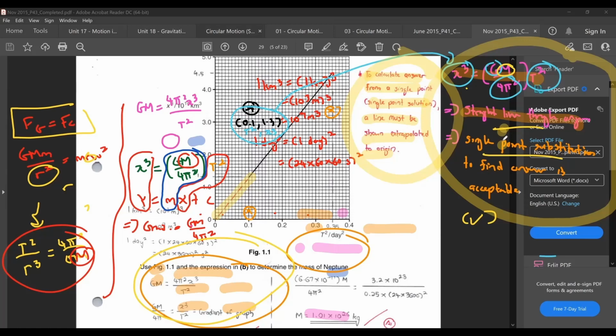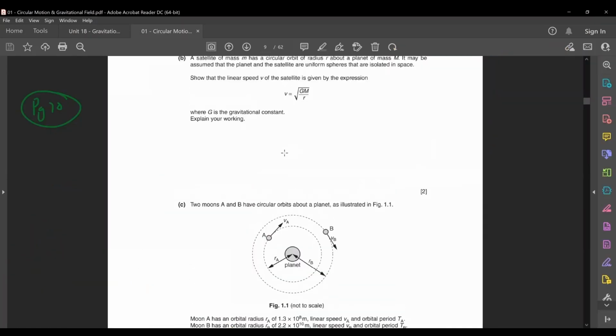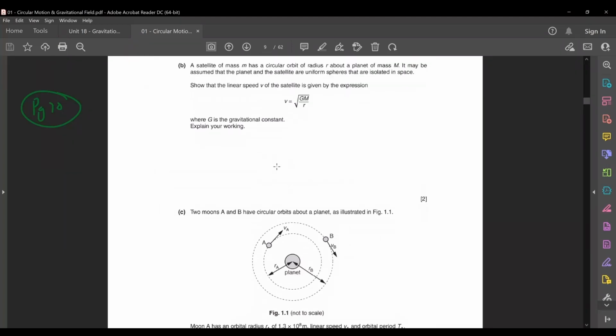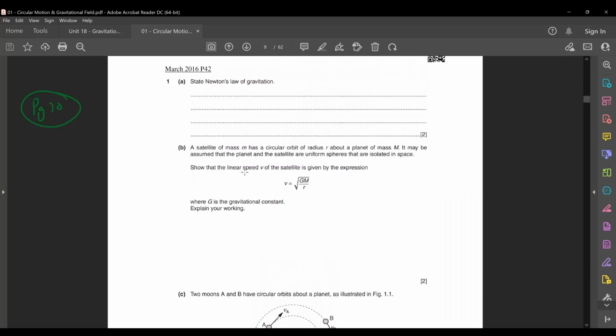Okay, all right. Page 10 doesn't seem to be the start of the question. It's supposed to be page 9, sorry. All right, so have a look at page 9. This is March 16, P42. So the first question is talking about state Newton's law of gravitational attraction.